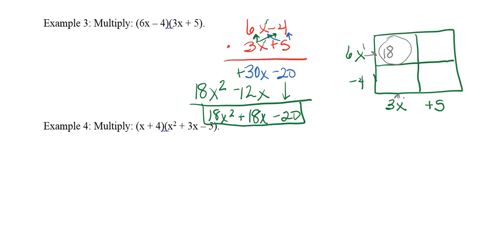So to create this box right here, that is a combination of the 6x and the 3x. So 6 times 3 is 18. X to the first times x to the first is x to the second. To create this box, that's the 6x and the 5, because those are the two that would make this. 6x times 5 is 30x. This box is created by the negative 4 and the 3x. Negative 4 times 3 is negative 12. There's no x's here, so this x just tags along.